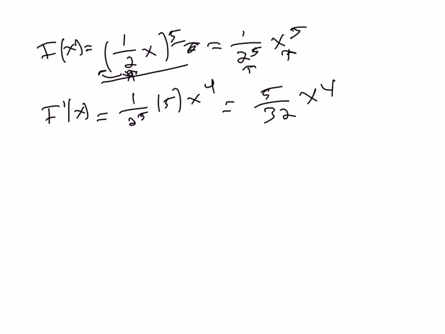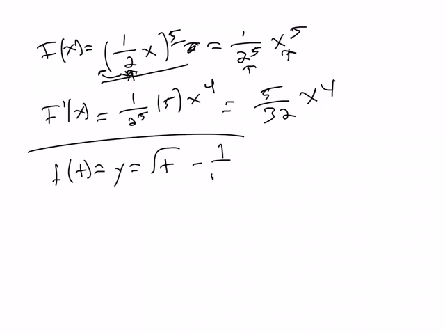Okay, next problem is problem 14. F of t is equal, let's say, to y, which is equal to the square root of t minus 1 over the square root of t.